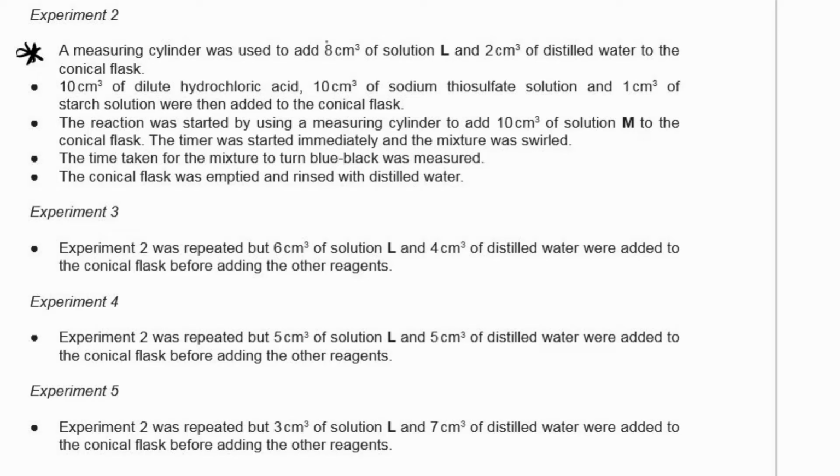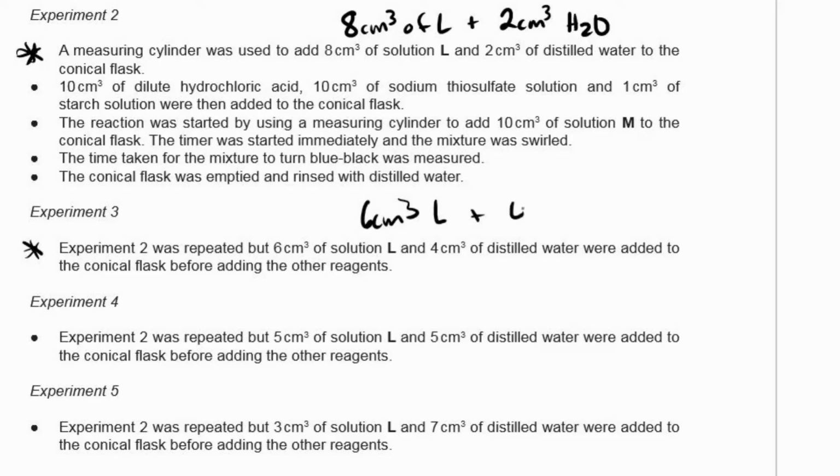So now we have, instead of 10 centimeters cubed of solution L, 8 centimeters cubed of L and 2 centimeters cubed of water. All right, so basically it's becoming more dilute. The third experiment, they only changed the first bit. They didn't rewrite out the entire thing again. Experiment 2 is repeated, but we used 6 centimeters cubed of L plus 4 centimeters cubed of H2O. So each time it adds up to 10.